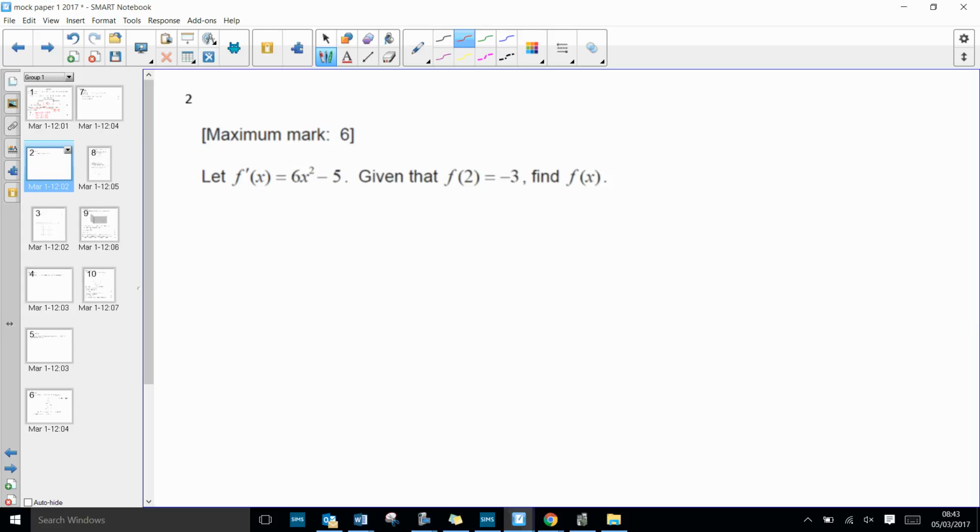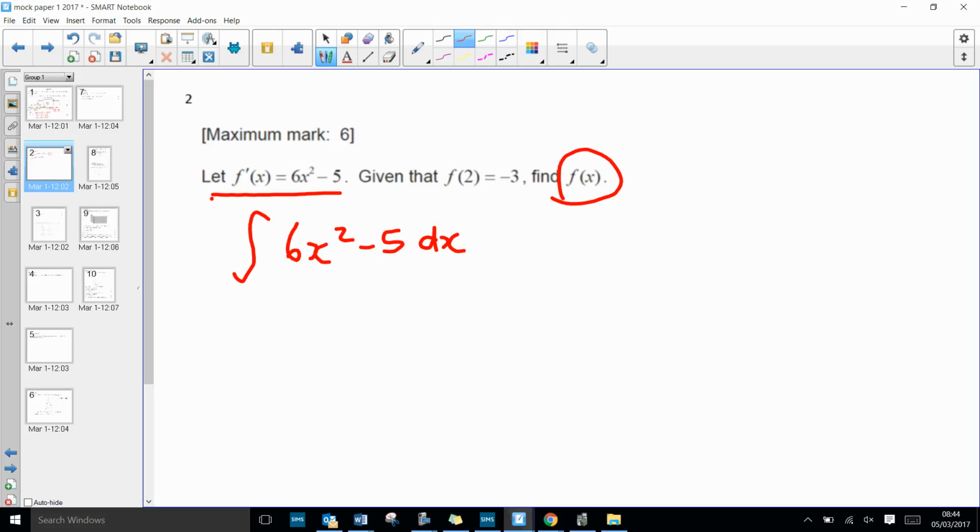Let f dash x equals 6x squared minus 5. Given that f of 2 is equal to negative 3, find f of x. Alright, so if we've been given the derivative and asked to find the function, then that involves integrating. So the first thing we're going to do is integrate 6x squared minus 5.